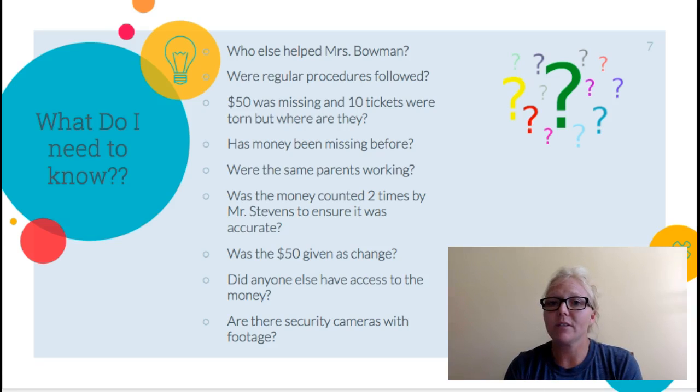And then, did Mr. Stevens count the money 2 times just to double check to ensure that he had an accurate count? Did someone else count the money with him, such as the security guard? And then was the $50 given as change? Was there a larger bill in the money bag? So it wouldn't necessarily be a theft issue if just that $50 bill wasn't in there, if there was a larger bill in return. Did anyone else have access to the money bag? And are there security cameras that perhaps would have footage of the game and where the money was being collected at the gate?